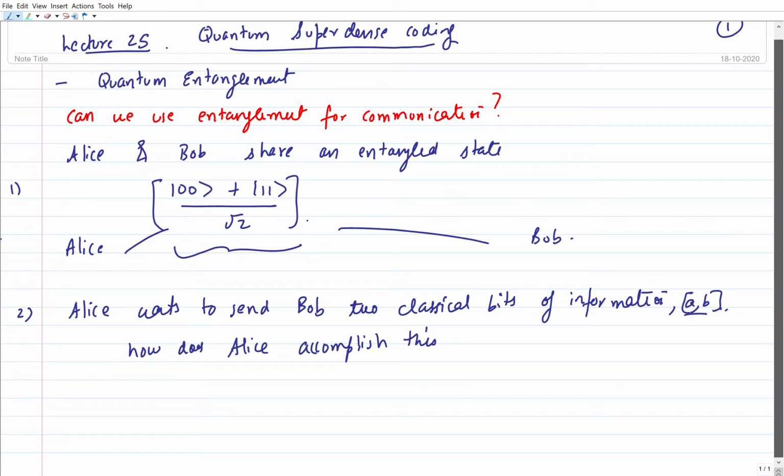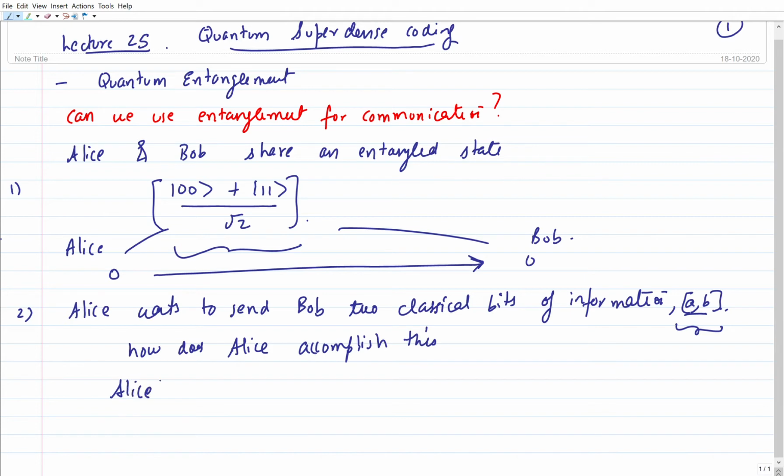See, the idea is that Alice will have to send her half of the qubit to Bob, and by sending this one qubit, we need to accomplish this task. Alice needs to transmit 2 bits of classical information. So, let's see what I'm trying to suggest, and then I'll convince you that this indeed works.